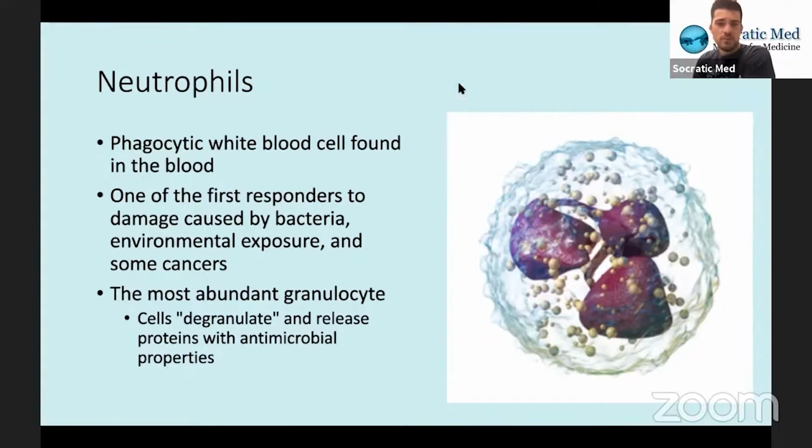And they are the most abundant granulocyte. So a granulocyte is a white blood cell that has granules, and they degranulate is what the process is called, and it releases proteins that are inside of it. So a lot of the proteins have antimicrobial properties. Some of the granulocytes that we're going to talk about release histamine, which is the inflammatory agent that causes inflammation locally when it's released. But neutrophils, they're mostly phagocytic.